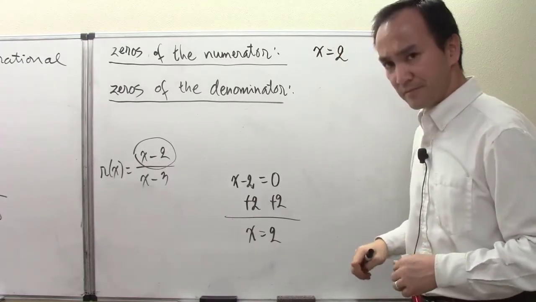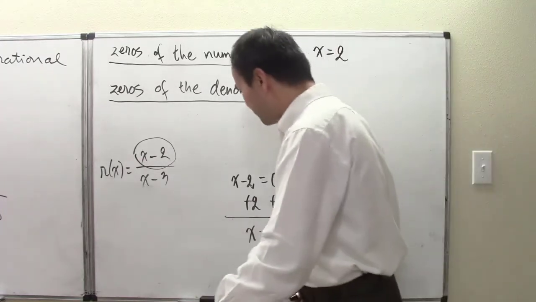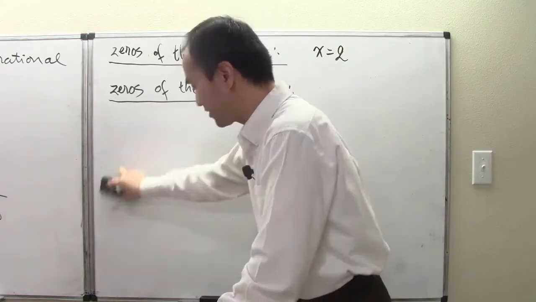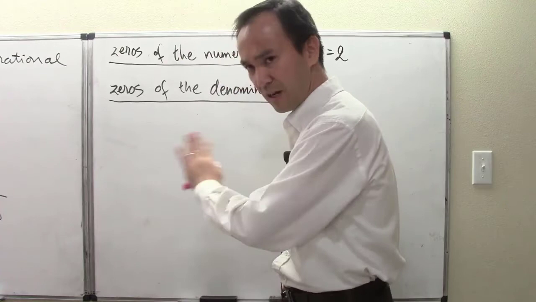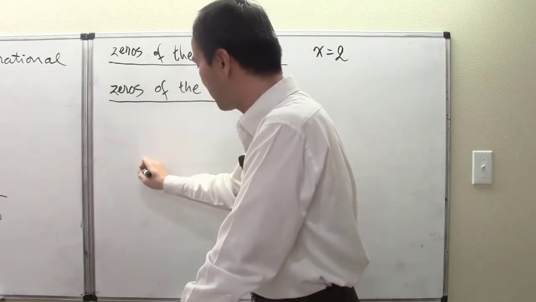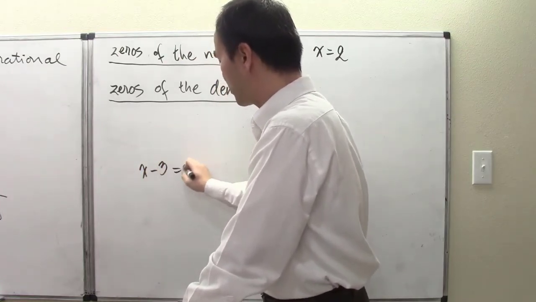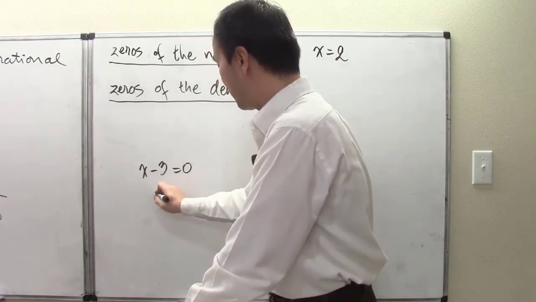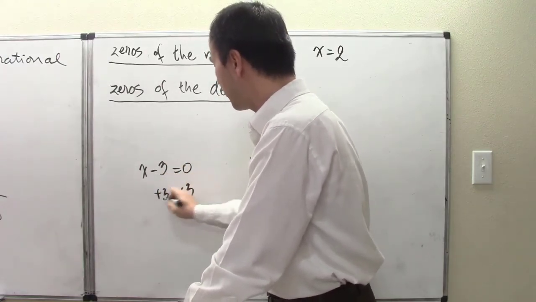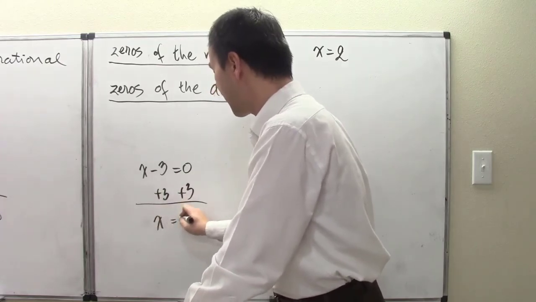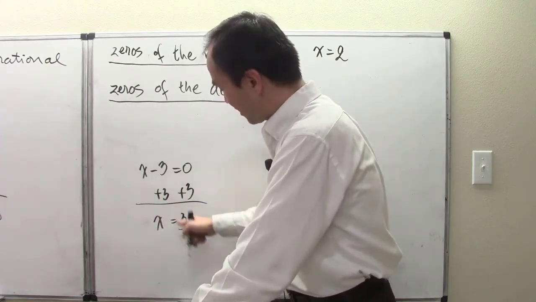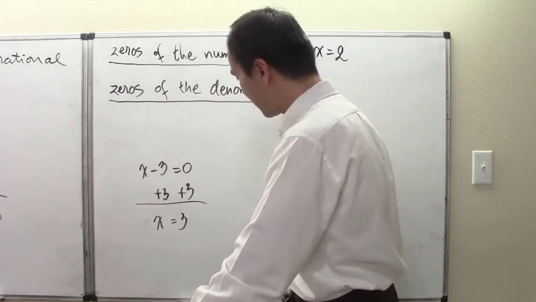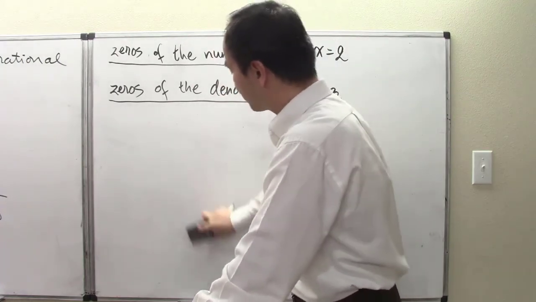Now let's move on to the denominator with our function. I just accidentally erased it, but I've left it there long enough. So now you should remember, x minus 3 equals 0. That's the only linear factor. I'm going to set it equal to 0 and solve for that. I'm going to add 3 to both sides, giving x equals 3. So now x equals 3 is the zero of the denominator.